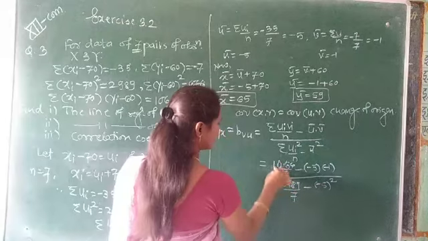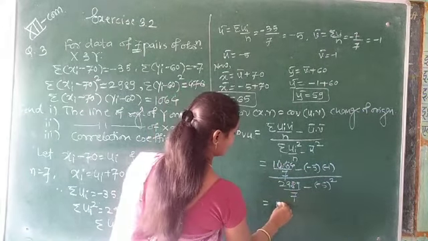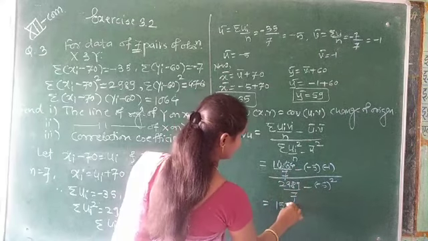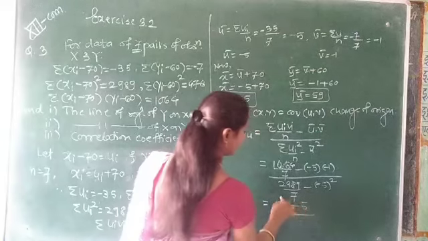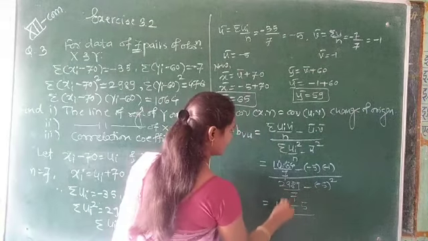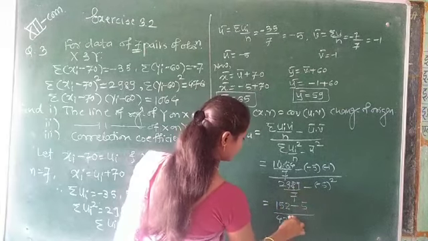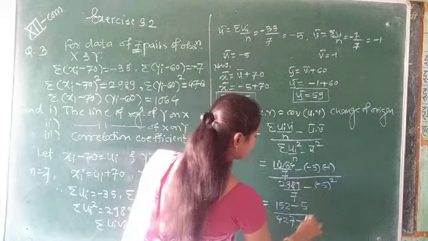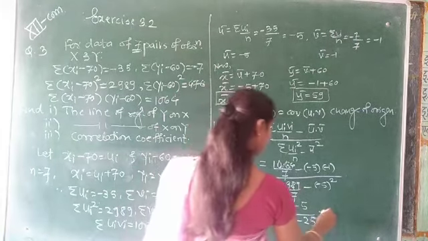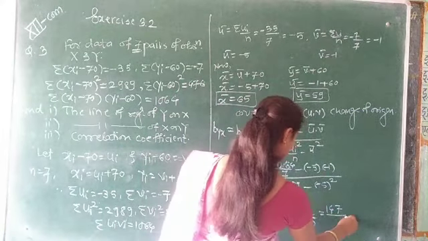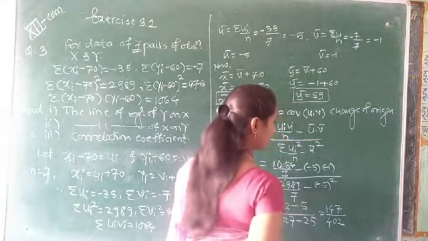Now simplify this. 7 ones are 7, remains 3. Now 36, 7 5s are 35, again it is 1, and 7 2s are 14. Now the minus and minus becomes plus. Divided by, 7 4s are 28, again it is 1, 7 2s are 14, again it is 4, and 7 7s are 49, minus 25, since 5 square is 25. Since 152 minus 5, hence it is 147, divided by 427 minus 25, that is 402.